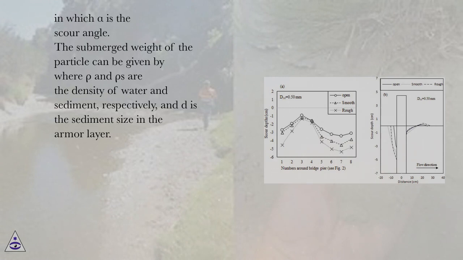The submerged weight of the particle can be given by the following, where ρ and ρs are the density of water and sediment, respectively, and d is the sediment size in the armor layer.